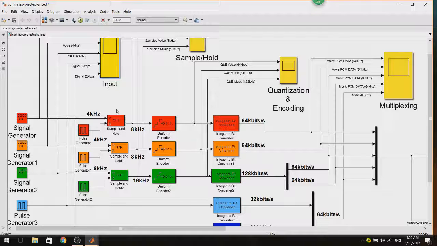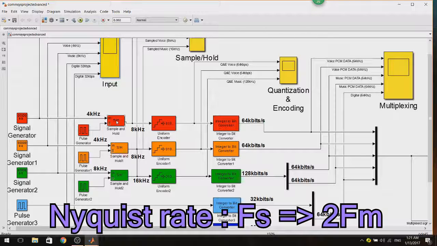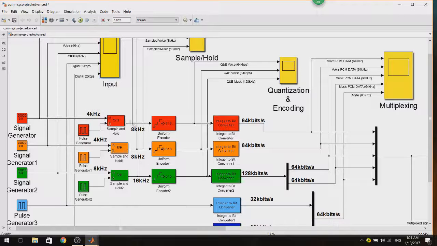We need to sample. How to sample? We sample at Nyquist rate. So if the signal is 4 kHz, we sample at 2 times, 4 times 2, 8 kHz. 8 times 2, 16 kHz.